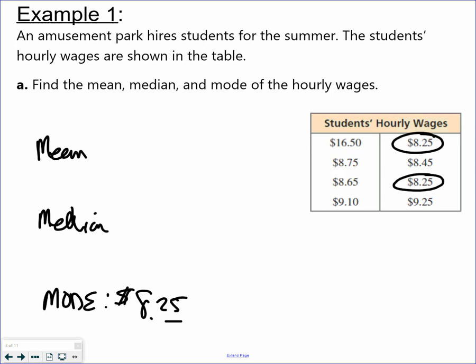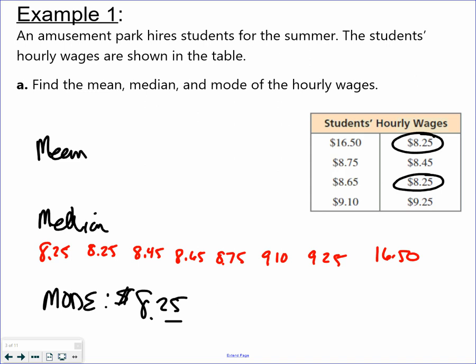Now let's do median, and notice I'm kind of working my way backwards. For median, I'm going to put the numbers from smallest to largest. So 825 actually occurs twice. Then next would be 845. Next would be 865, 875, 910, 925, and 1650. So now they're in order.